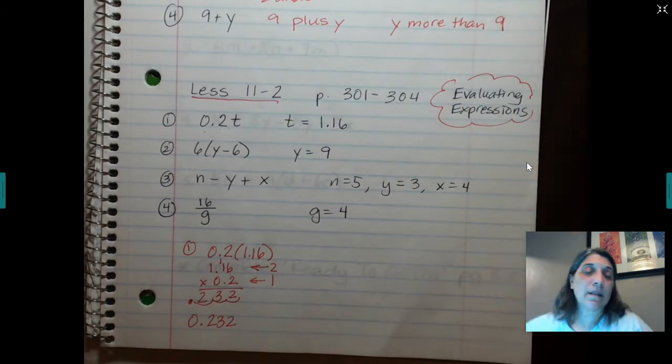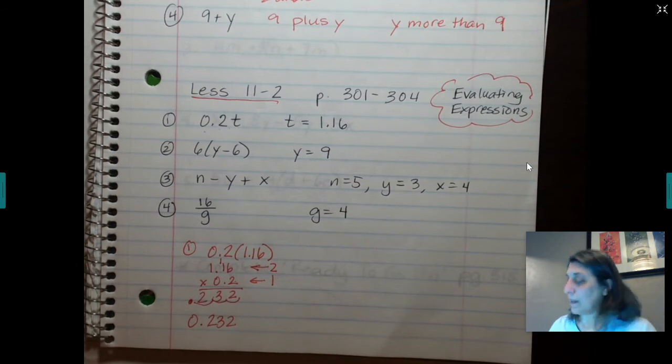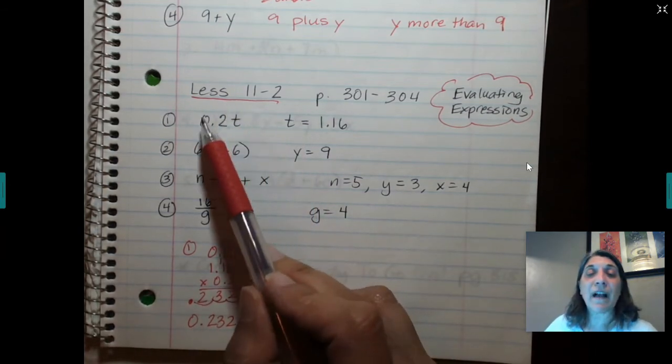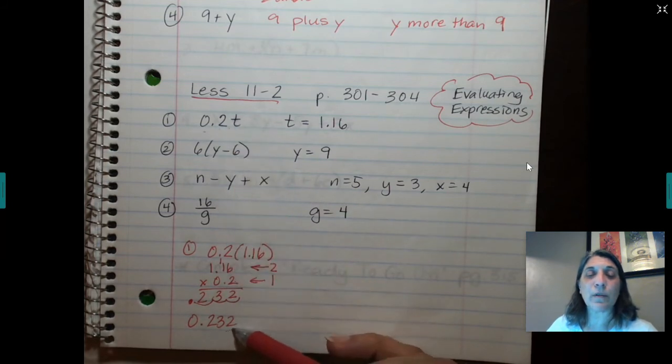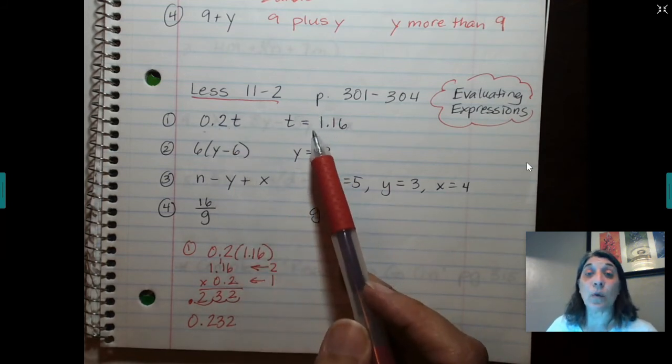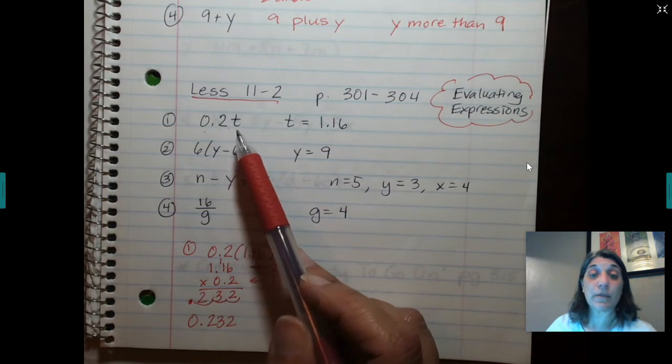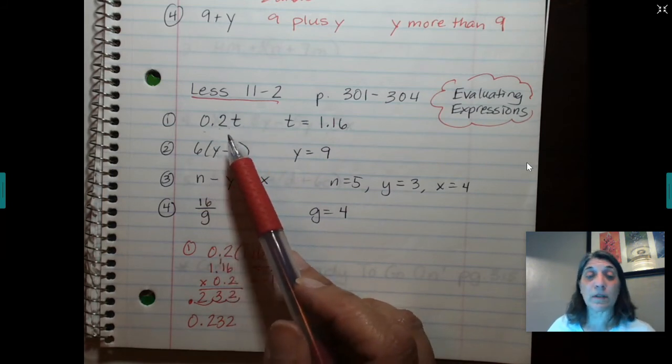Okay. Let's make sure Ms. Offit did the proper multiplication here. 1.16 times 0.2. Yes. Okay, I don't mind you checking your answers, but let's do it. So this would be evaluated as 0.232 if t is 1.16. Now t is a variable, so it can change. 0.2 is always going to be 0.2.